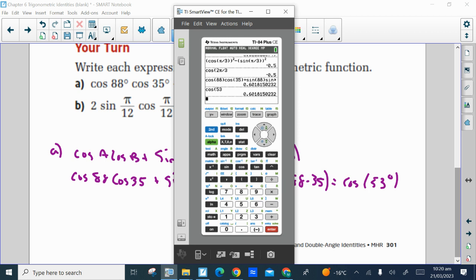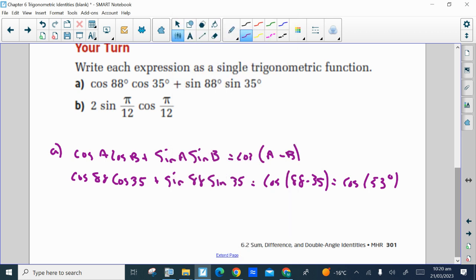And it is. So it shows that our simplified expression is equal to what we started with. Part B, the angles are the same. So that'll be 2 sine A cos A, if we replace pi on 12 with angle A. 2 sine A cos A.